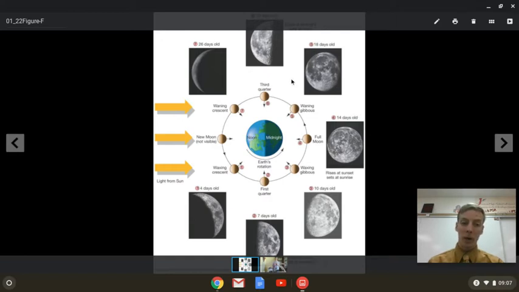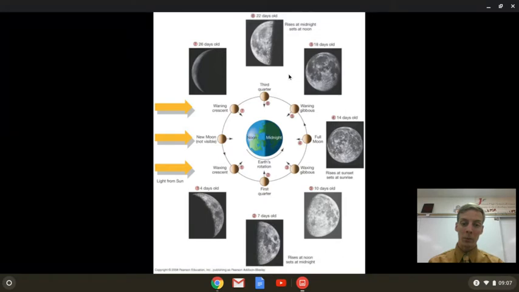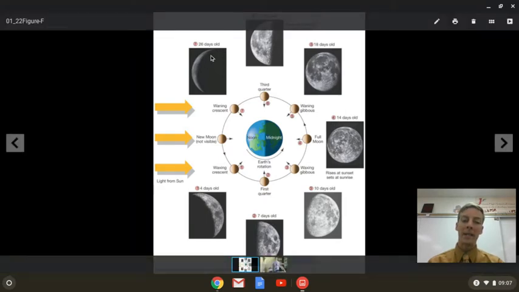Third quarter, up here at the top, if I don't move the mouse there, you could see it better at the top. And then waning crescent, and what is visible is on the left-hand side. It's leftovers after the full moon. This is on the right. It's right before the full moon, and this is leftovers after the full moon. You need to know where all of these names go.